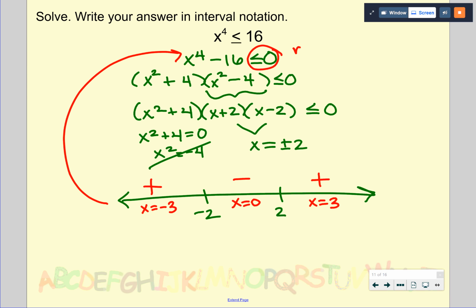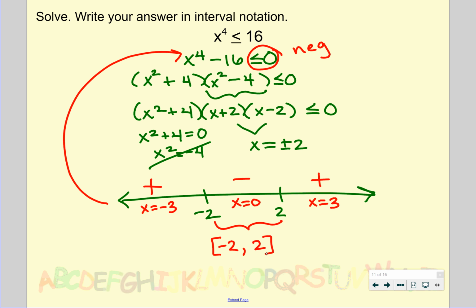This time it's less than, so we want negatives, which means between negative 2 and positive 2, that interval is our solution. Use your inequality sign to determine if you're going to use brackets or parentheses. Are we going to use brackets or parentheses on my 2's? It's going to be brackets this time because we can equal those breaking points. That's what that inequality sign tells me. I can have a solution where we are equal to 0.